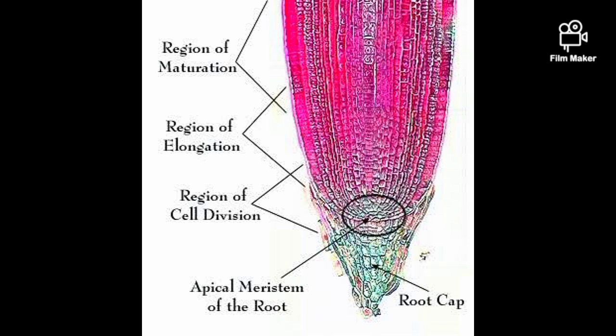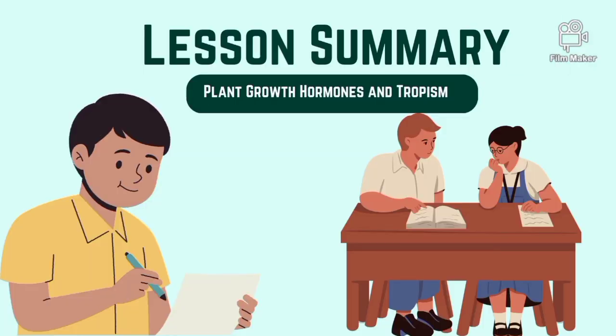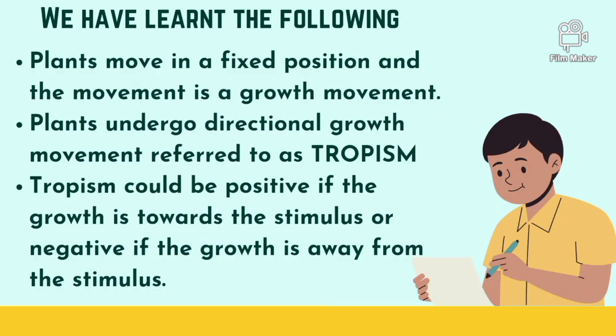Now let's look at a summary of what we have learned so far. In this lesson, we have learned that plants move in a fixed position and the movement is a growth movement. Plants undergo unidirectional growth movement referred to as tropism.